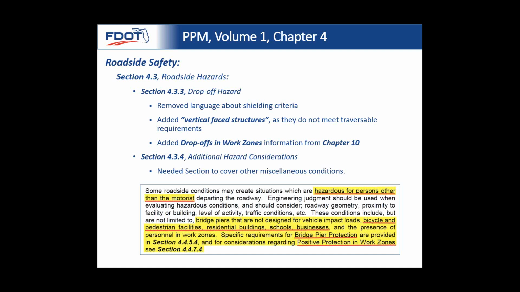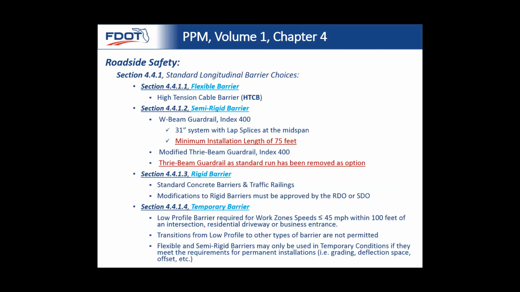But then also adding in an additional hazard consideration section that covers the areas where maybe you need to provide a barrier for reasons other than the protection of the motorist. So we're talking about maybe pier protection, where a structure might be sacrificed if it gets impacted, or where we're trying to protect residential buildings or schools or things of that nature. So we did add in a section there to clue in engineers or designers when they need to be considering barriers that may be hazardous for persons other than the motorist.